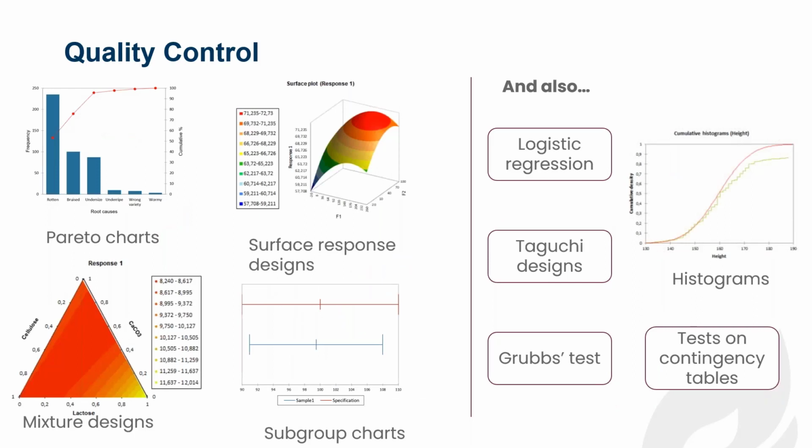Finally, we have the quality control solution. This one will help you with some interesting features like Pareto charts, surface response designs. We also have the Taguchi designs, the Grubbs test for outliers, logistic regression, even though this one is also in other solutions. And you would also have the sample size and things like these.